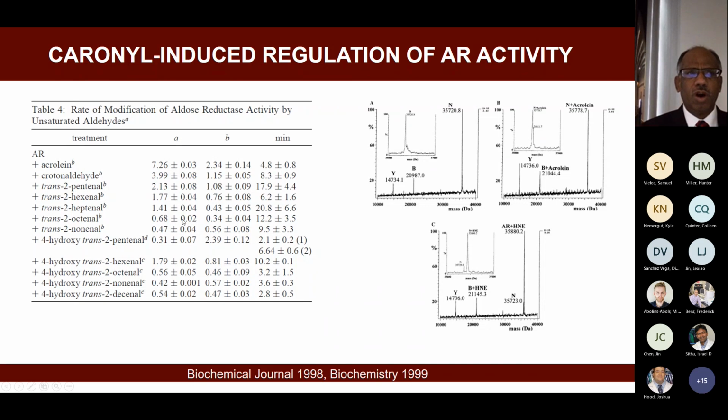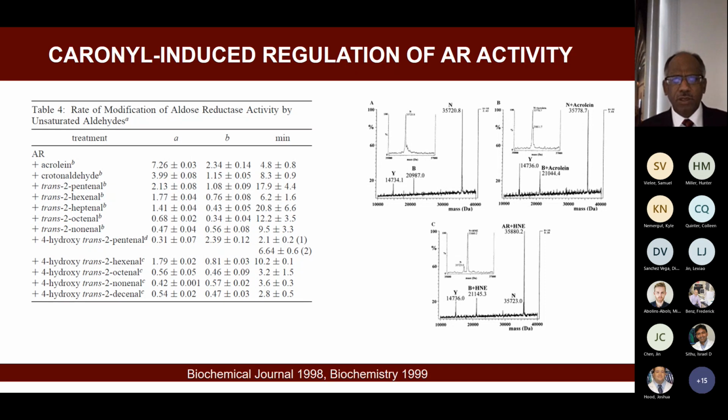And what was interesting was that the short chain molecules were activating the protein, like here with acrolein, you can see a 7-fold activation. And as you increase the chain length, it starts to inactivate the protein. So this really told us that several of these molecules are involved in the post-translational regulation of the protein.